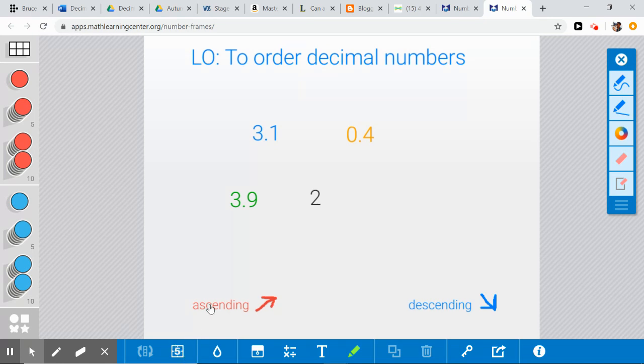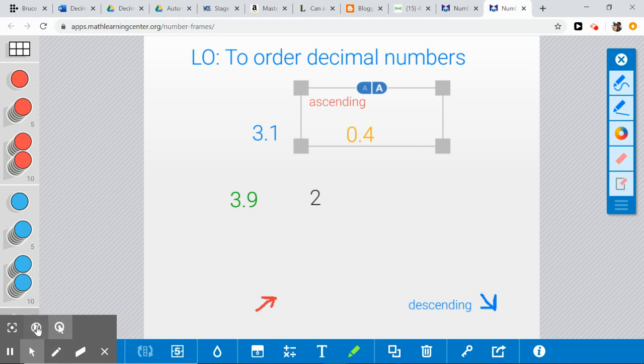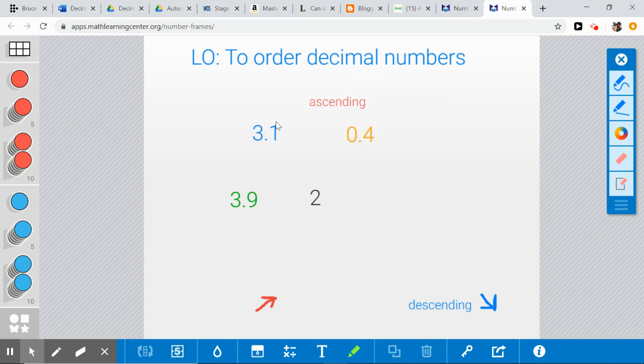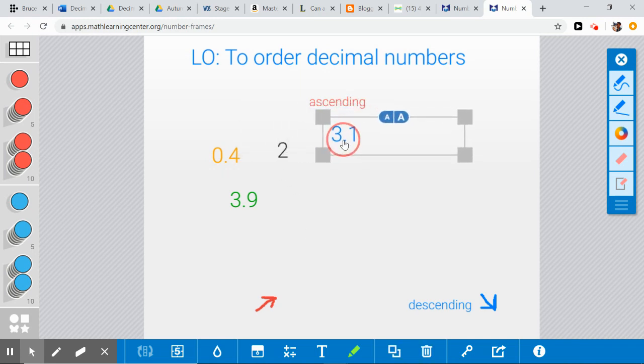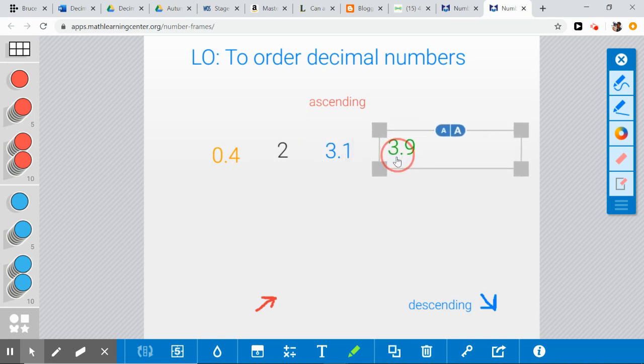Let's see if you were correct. So remember, ascending means increasing in value. So we'd always start with the smallest number. So the smallest number from these is 0.4, because it doesn't have any whole ones. The next number would be 2, because that has 2 whole ones. The next number would be 3.1. And then it would be 3.9.